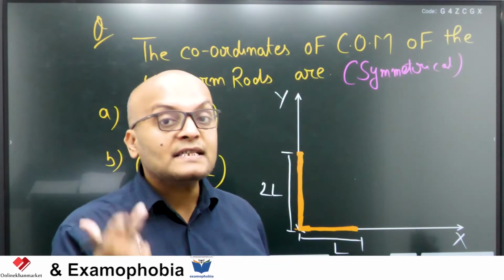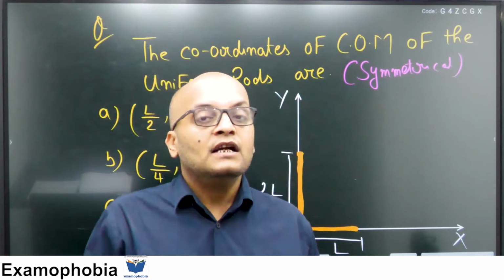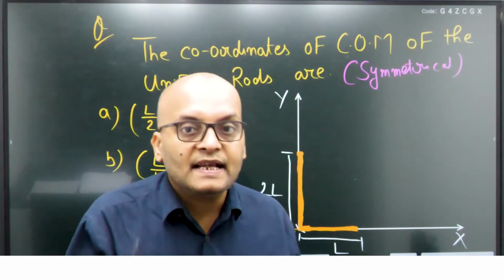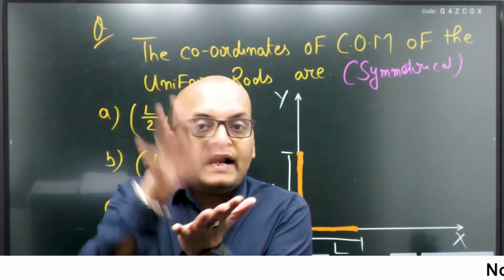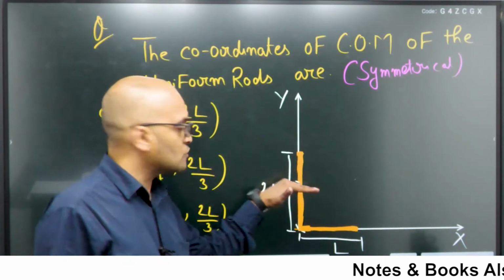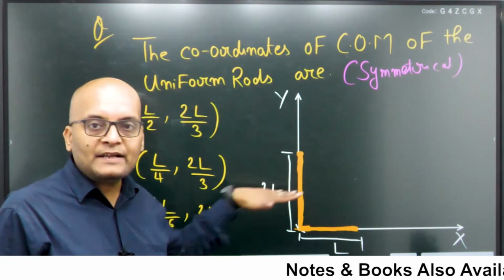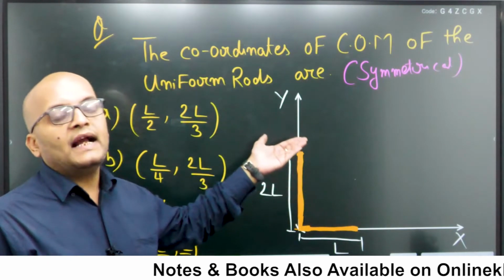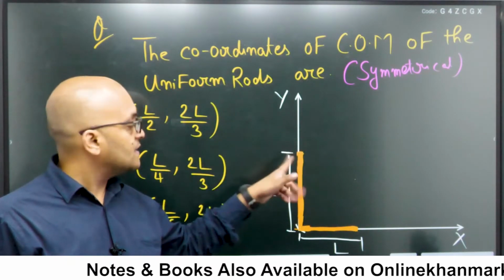These systems are known as symmetrical. That if you fold the thing or if you divide the thing from its center, one part will entirely cover up or overlap the second part. Fine. So look at this rod. It is symmetrical. If you divide it into two halves, one half will entirely overlap or cover the second half.